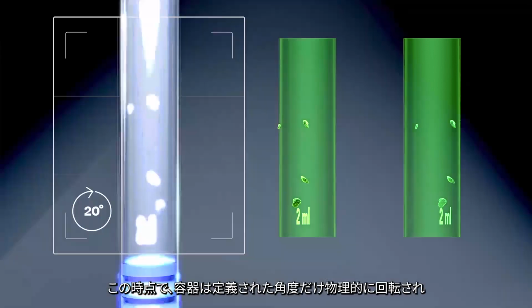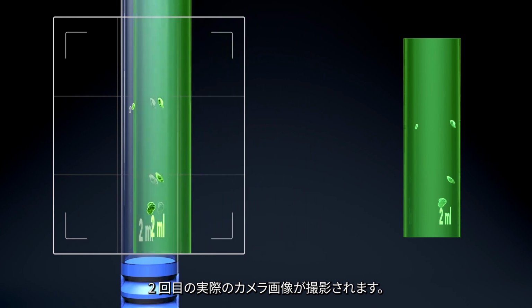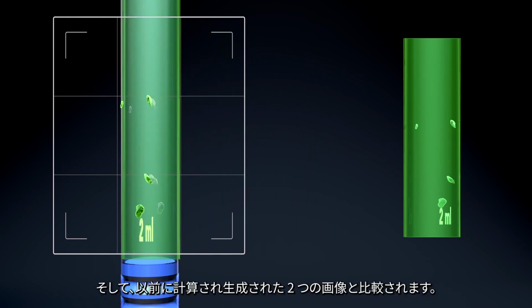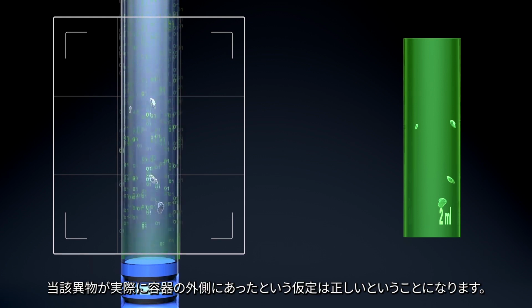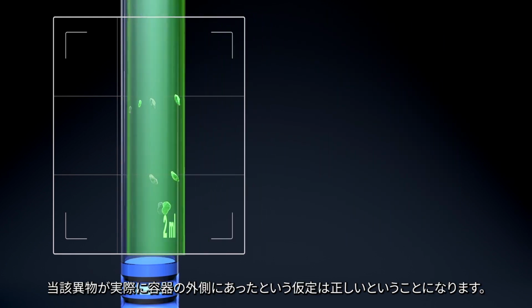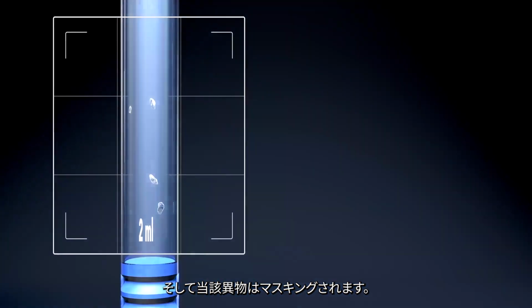At this point, the container is physically rotated by the defined angle, and a second real camera image is taken. This is compared to the two previously computed images. If a particle on the real camera image matches a particle from one of the generated images, the assumption that the particle was indeed on the outside surface of the container is correct, and the particle is masked.